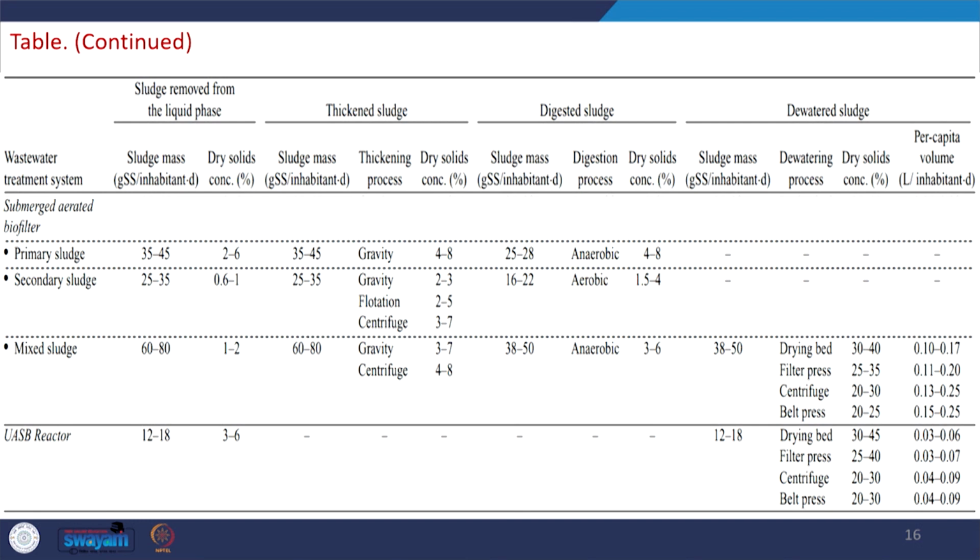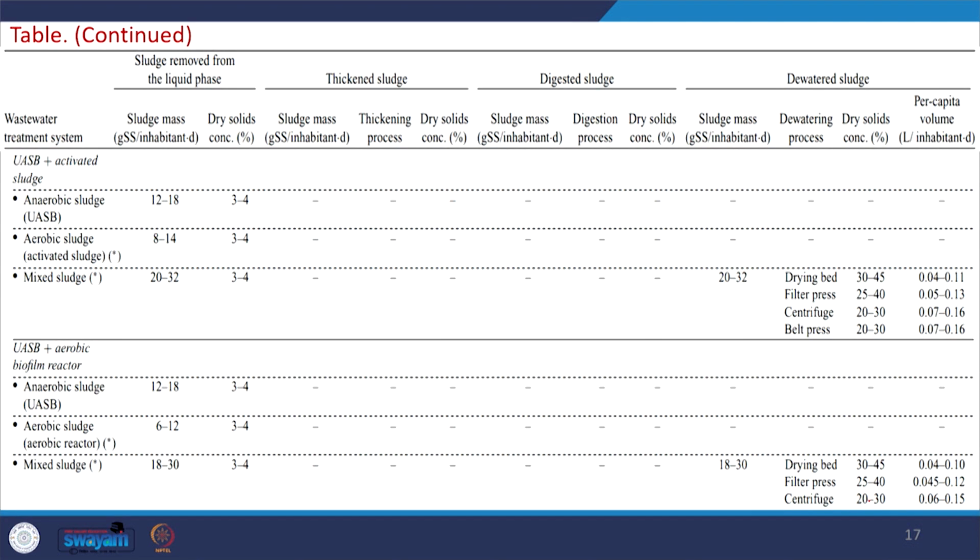Similarly, for submerged aerated biofilter and UASB reactor also, the same ideas are given here. Tentatively it will increase from 3 to 6% up to 45%. This table now will wind up. Similarly, for UASB plus activated sludge system, all the data is given, and we can use them.